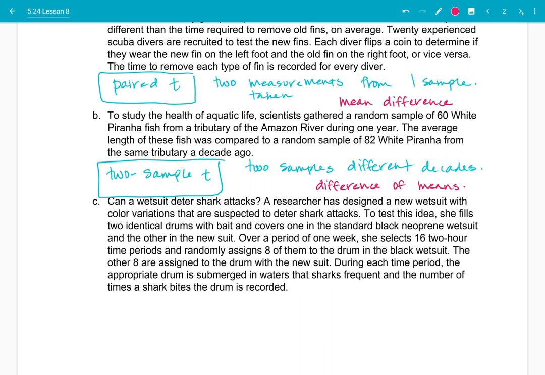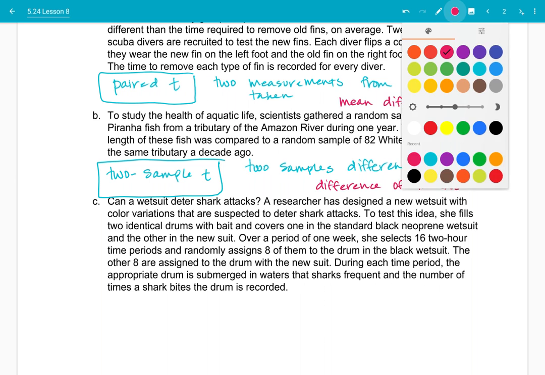Okay, last one, part C. Here's the one where now it could be either or. Can a wetsuit deter shark attacks? A researcher has designed a new wetsuit with color variations that are suspected to deter shark attacks. To test this idea, she fills 2 identical drums with bait and covers one in the standard black neoprene wetsuit and the other in the new suit. Over a period of 1 week, she selects 16 two-hour time periods and randomly assigns 8 of them to the drum in the black wetsuit. The other 8 are assigned to the drum with the new suit. During each time period, the appropriate drum is submerged in water that sharks frequent, and the number of times a shark bites the drum is recorded.